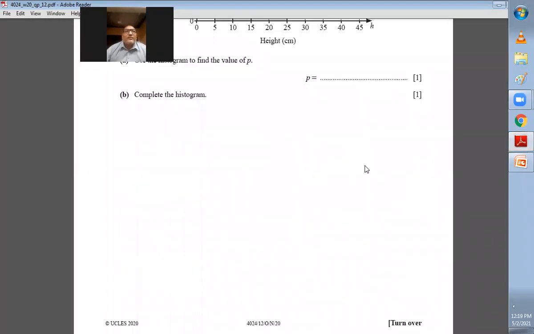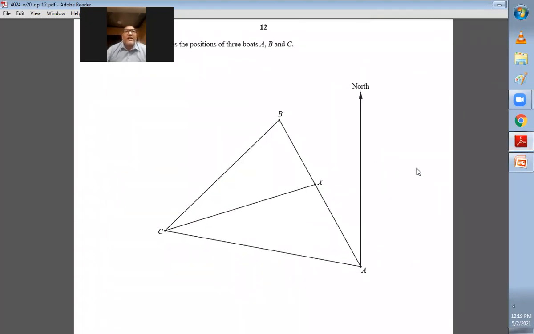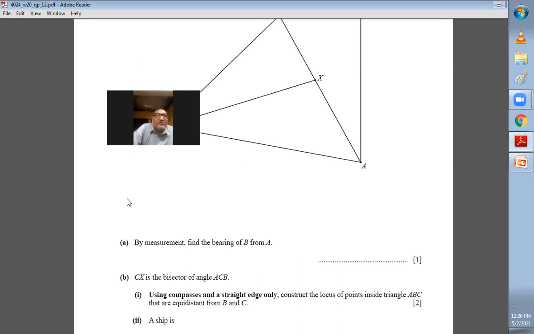The next question coming up on your screen is this question. He says, the diagram shows the, let me show, I'm not able to see my, okay. So here we go. The diagram shows the positions of three boards A, B and C. This diagram is already given to us. Now check what question he is putting to us.